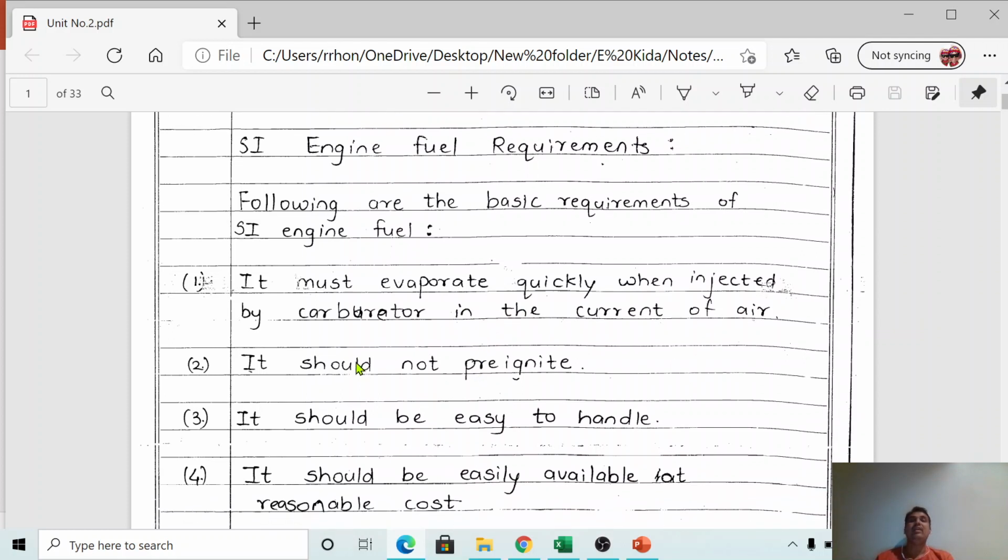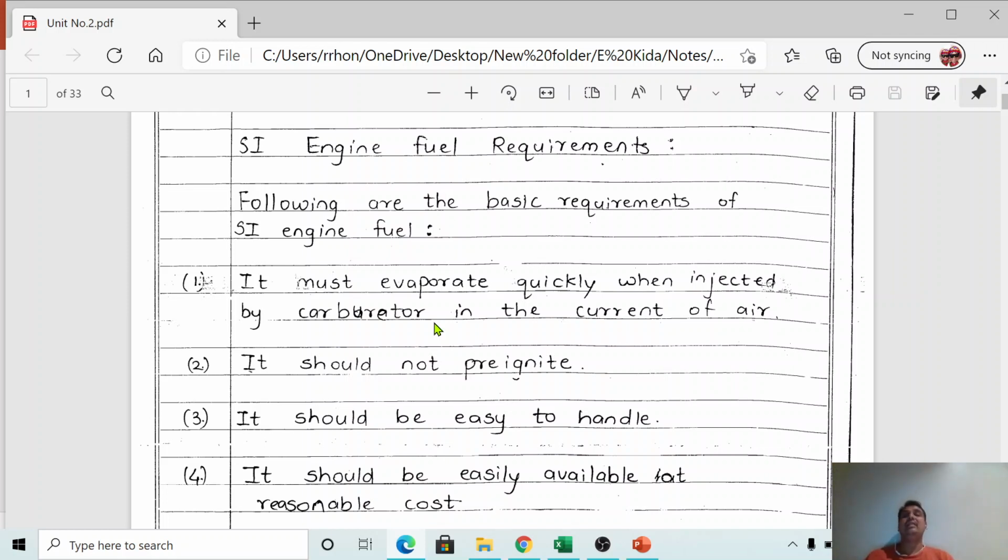The second one: it should not pre-ignite. That is again very important. Petrol is one kind of fuel which will never pre-ignite until its burning or combustion temperature is reached. So this is one of the requirements, it should not pre-ignite, and petrol does not pre-ignite. So it fulfills the second requirement. That's why we are using petrol as a fuel in the case of SI engine.